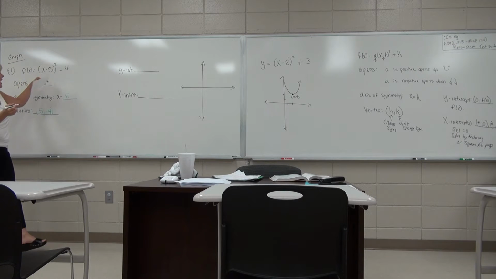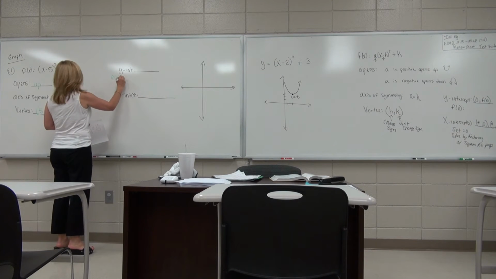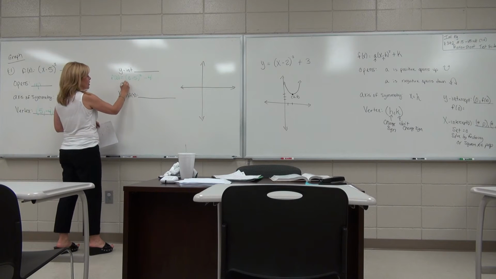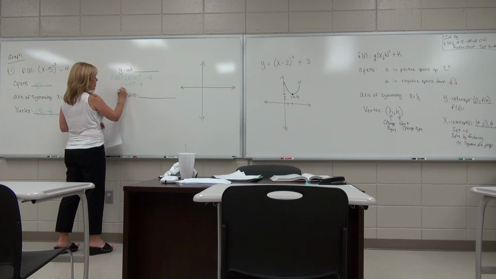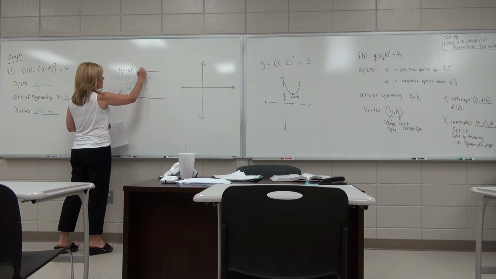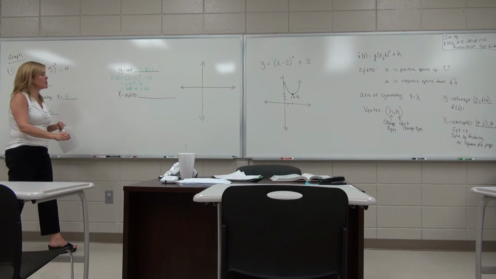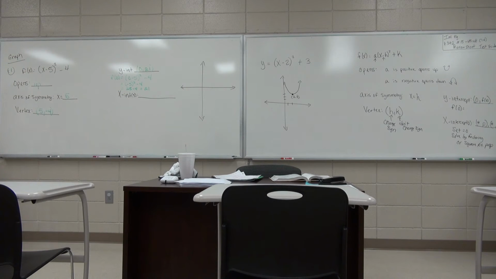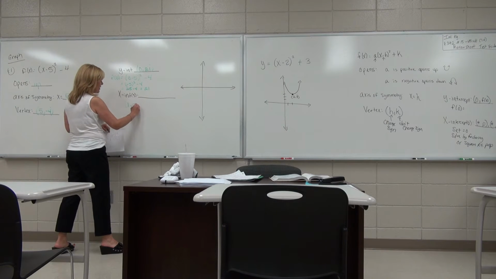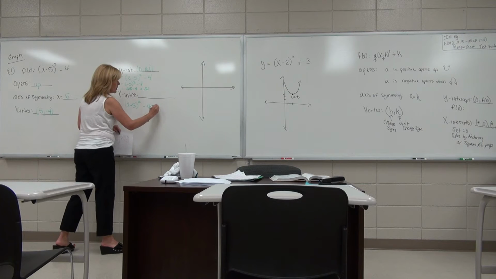Now my y-intercept is when I let x equal 0. So I need to evaluate f of 0. That's going to be (0 minus 5) squared minus 4. Or that's negative 5 squared minus 4, which would be 25 minus 4, or 21. So my y-intercept is the point (0, 21). We're going to jump a little bit on this side. Now your x-intercept, that's when y is 0, or when f of x is 0. That's when (x minus 5) squared minus 4 equals 0.